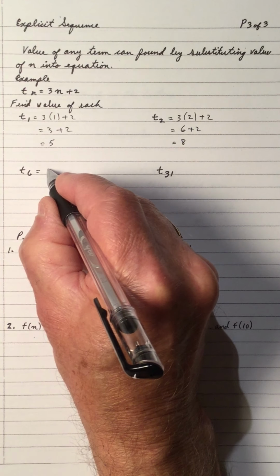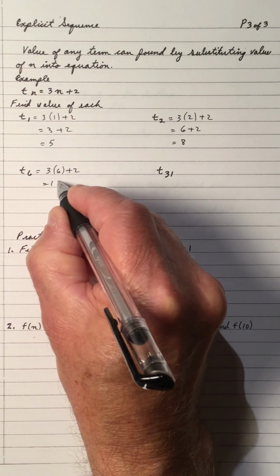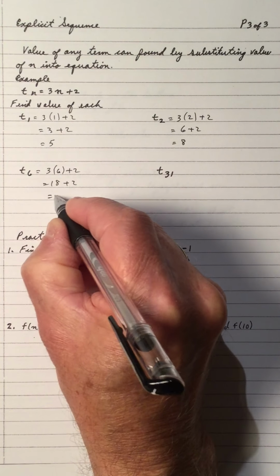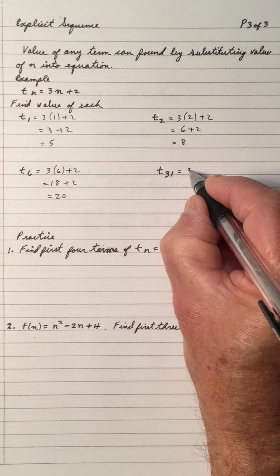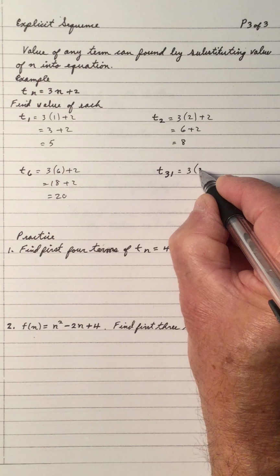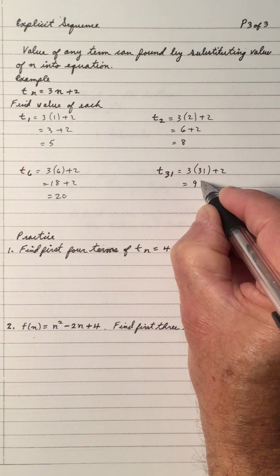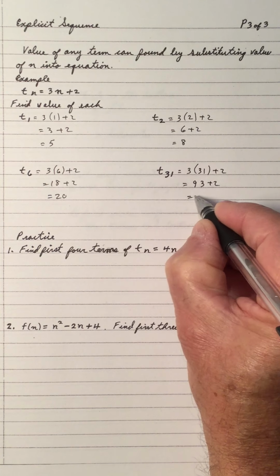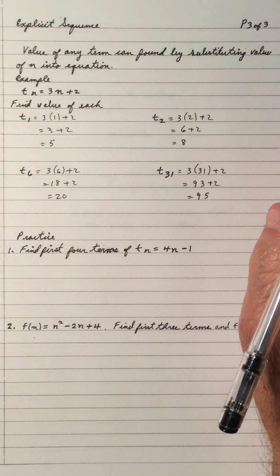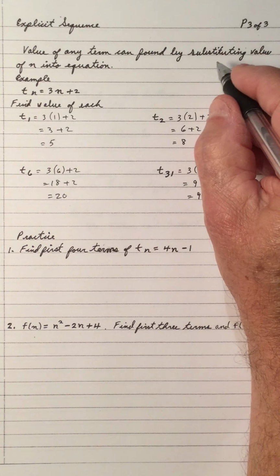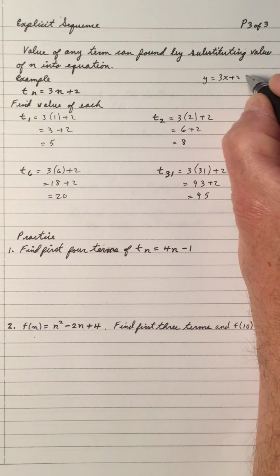T6, so 3 times 6 plus 2, 18 plus 2, is 20. T31, n is 31, so 3 times 31 plus 2, that's 93 plus 2 is 95. So notice this is explicit, very similar to y equals 3x plus 2.